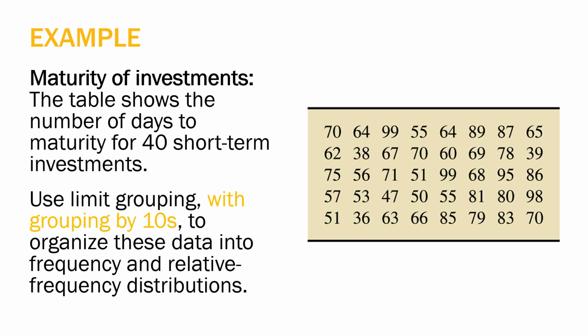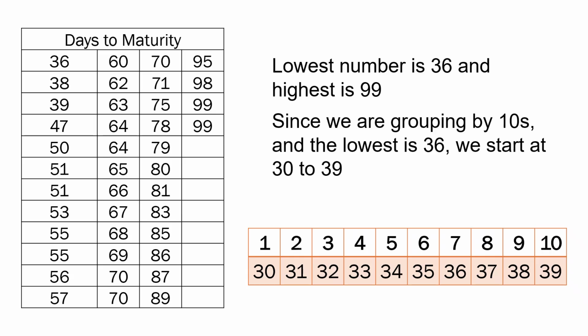The table shows the number of days to maturity for 40 short-term investments. And it's asking us to use limit grouping with groupings by tens to organize these data into frequency and relative frequency distributions. So it is telling us that it would like for us to have a class width of 10, which is really going to be helpful for us when we start to think about where we should start our classes and then end them.